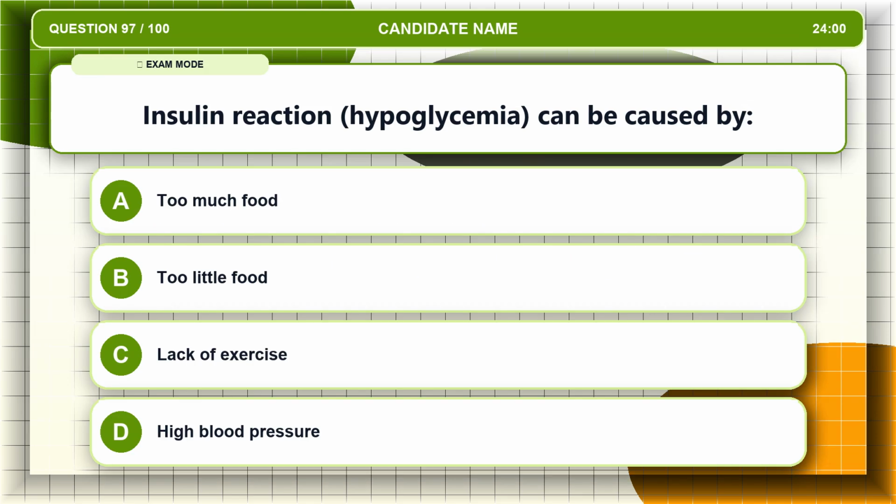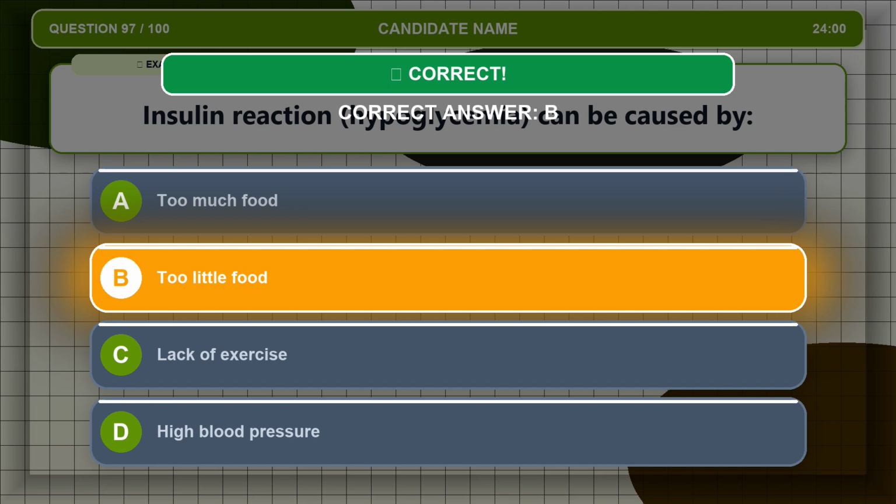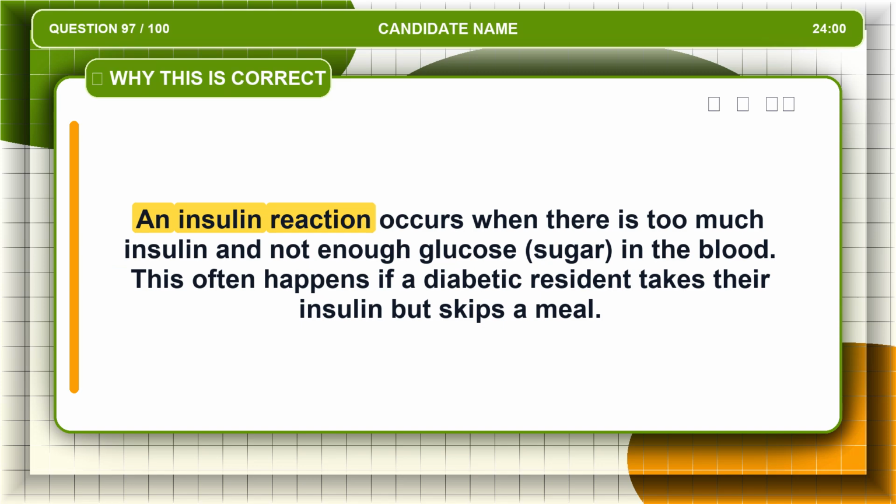It is used when a patient cannot have food or fluids by mouth. Question 97. Insulin reaction, hypoglycemia, can be caused by: Option A, too much food. Option B, too little food. Option C, lack of exercise. Option D, high blood pressure. The correct answer is option B, too little food. An insulin reaction occurs when there is too much insulin and not enough glucose, sugar, in the blood. This often happens if a diabetic resident takes their insulin but skips a meal.